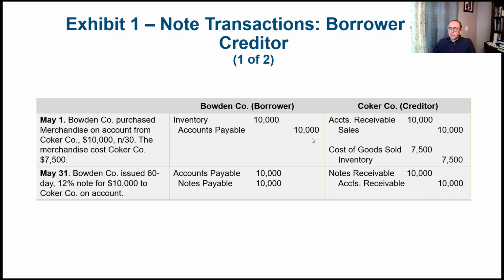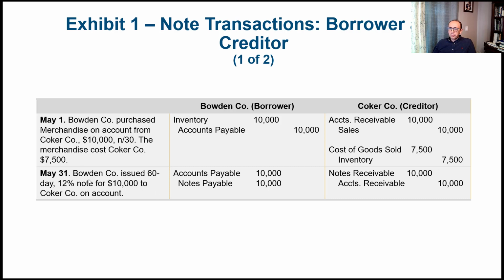So for Bowden, they're going to debit inventory and credit accounts payable, $10,000, $10,000. Inventory is an asset purchased. Accounts payable is a liability that's increasing by $10,000. From the creditor side, remember, they are making sales, so they have to record 2 journal entries since they are using the perpetual system. We're going to debit accounts receivable and credit sales for the selling price, and then we're going to record the related journal entry for the cost of goods sold based on the cost of the merchandise sold, which is only $7,500. So they debit cost of goods sold, which is an expense account, and credit inventory for $7,500.